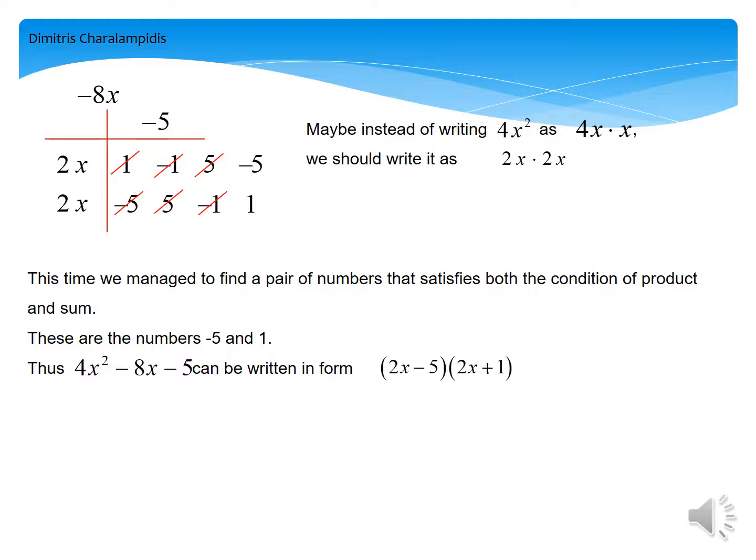Indeed, let's do the checking part together. 2x times -5 is equal to minus 10x. Then 2x times 1 equals 2x. So if we add -10x and 2x, we would get -8x, which is what we wanted. So the numbers we were looking for from the beginning are numbers -5 and 1. Thus, the initial expression 4x squared minus 8x minus 5 can be written in the form 2x minus 5 times 2x plus 1.